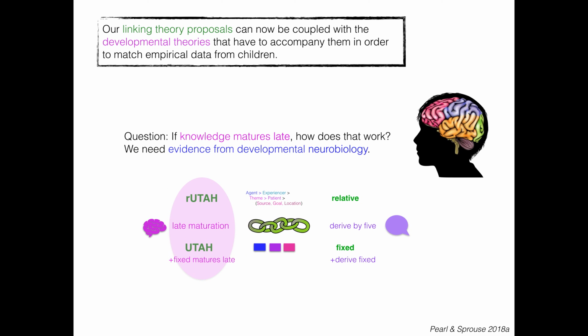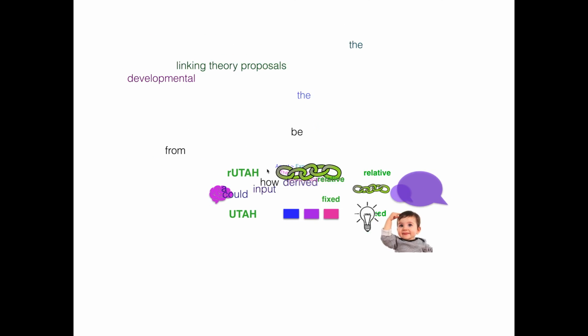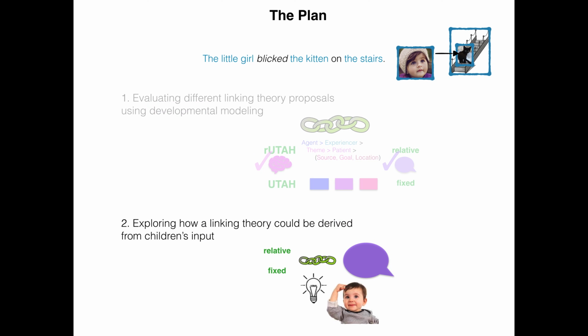And so this, I think, leaves us with some pretty basic questions now. If knowledge matures late, whether it's the linking knowledge or the fixed representation, how does that work? I think we need evidence from developmental neurobiology to tell us why we see this delay, right? If, on the other hand, knowledge is derived from the input, great, but how does that work? We actually need a concrete proposal for how children could do this. And that's really where I want to turn for the second part of this talk, to say, how could a linking theory be derived from children's input?